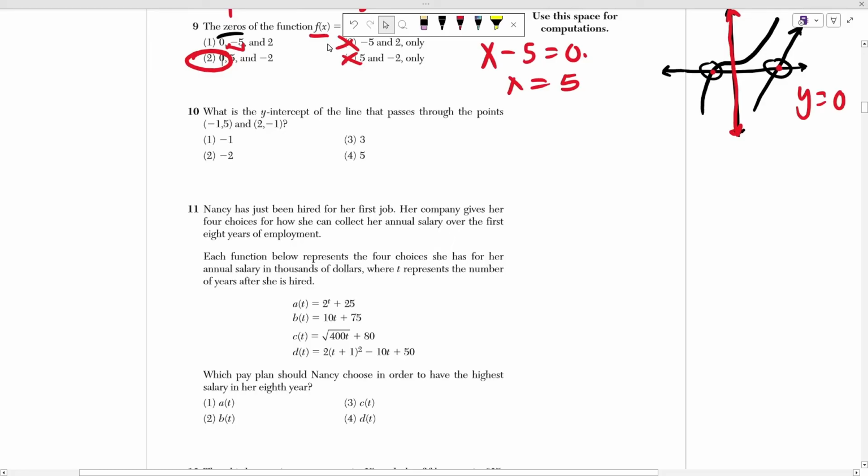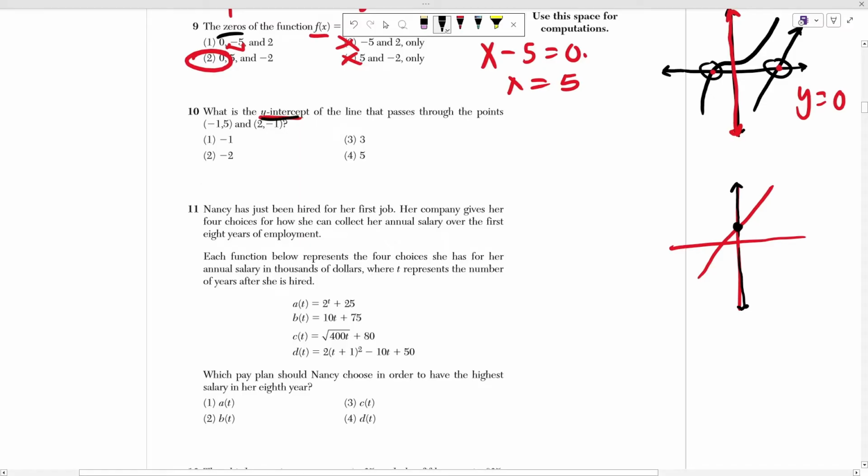Question 10 says, what is the y-intercept of a line that passes through the points (negative 1, 5) and (2, negative 1)? The y-intercept of a line is the point at which it crosses the y-axis. An intercept, when you intercept something or someone, is when you meet them, when you cross them, when you touch them. That's an intersection or an intercept. So the graph intercepts, or touches, the y-axis. That point is going to be the y-intercept.